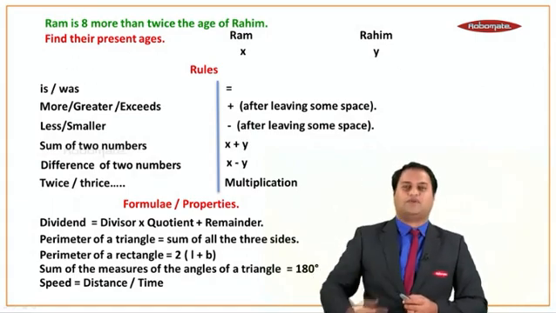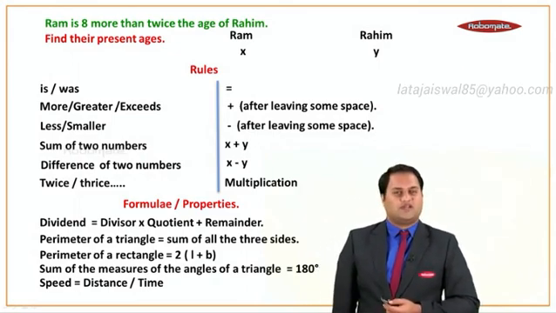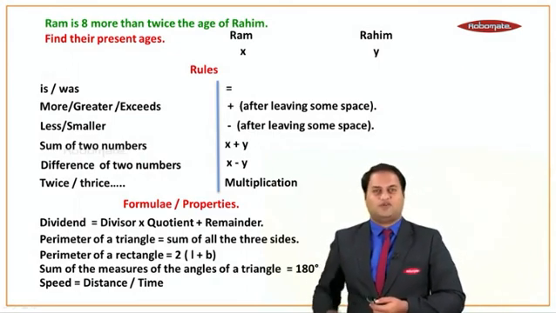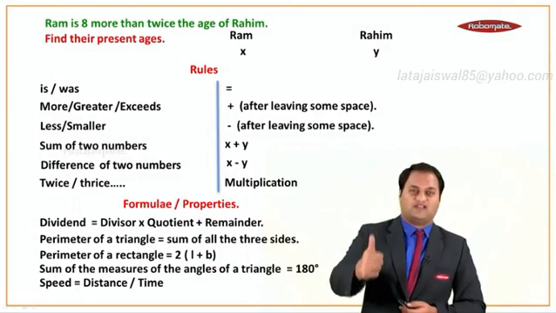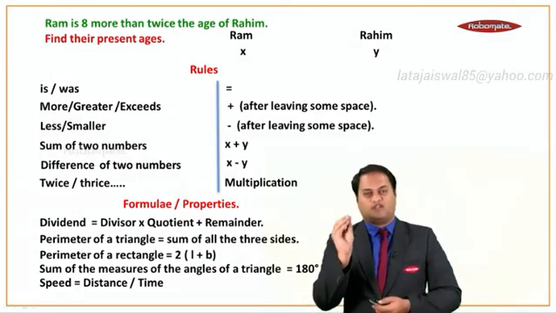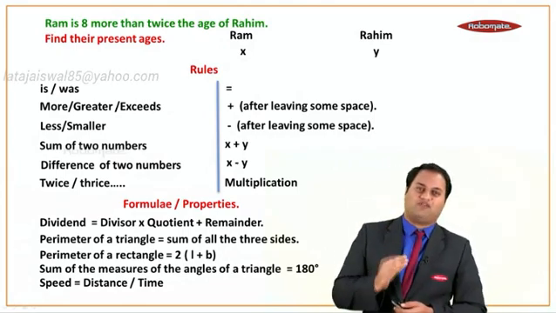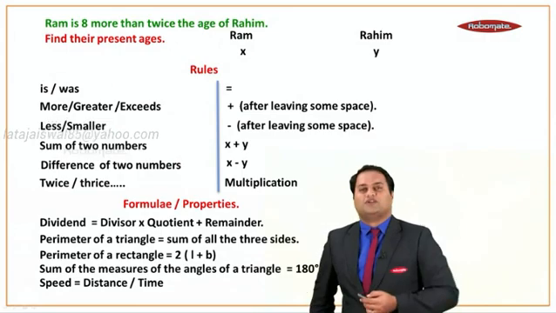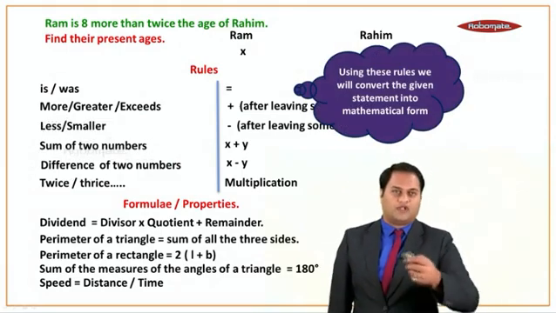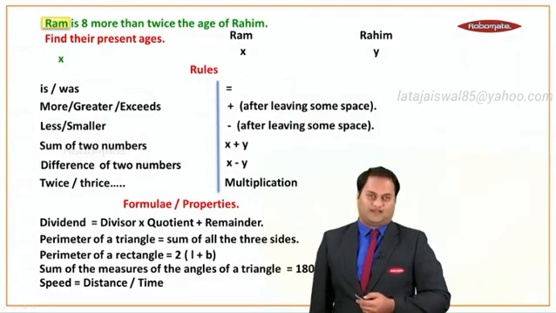Let's take this example itself. How do we form the equation here? Ram is 8 more than twice the age of Rahim. Find their present ages. We know that Ram is represented by X and Rahim is represented by Y. So whenever there is Ram, replace it by X and Rahim, replace it by Y. Chalo. Let's use the rules. Ram is X.